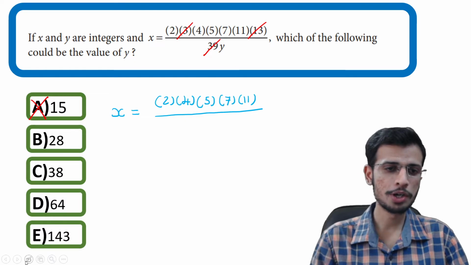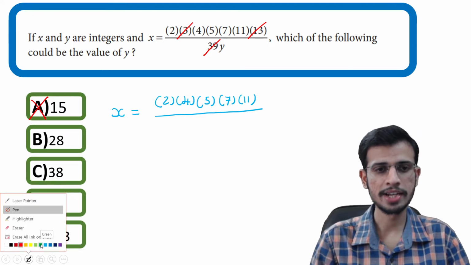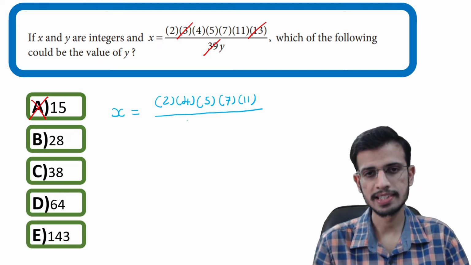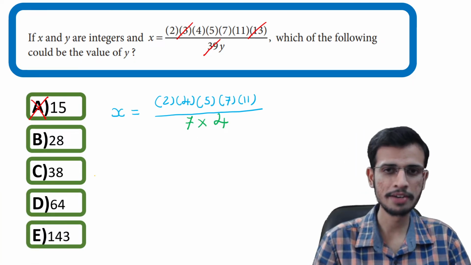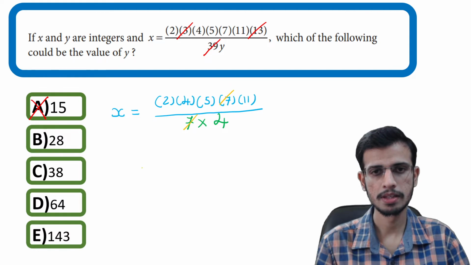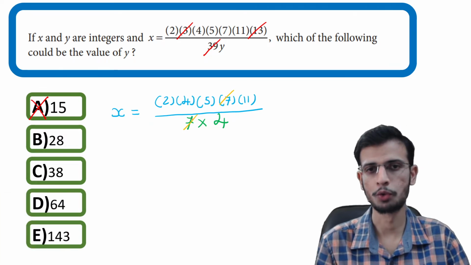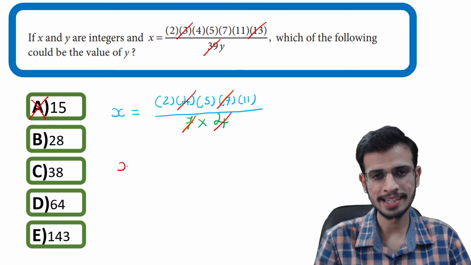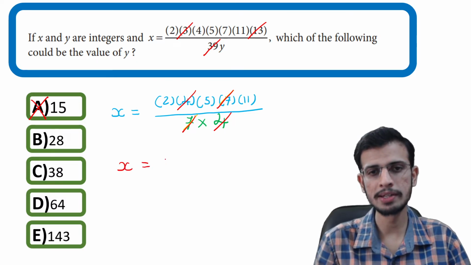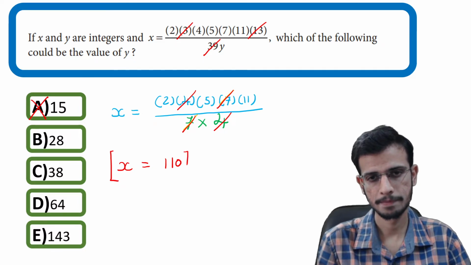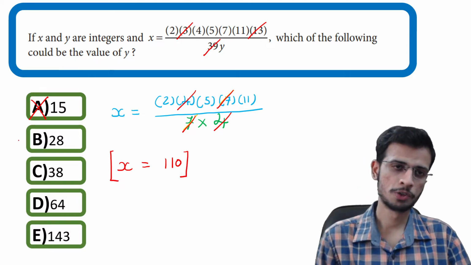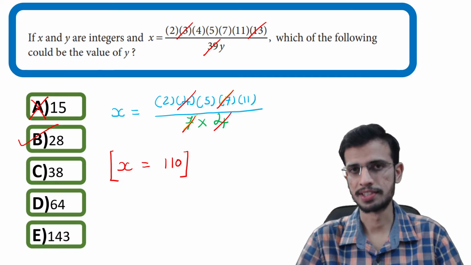So now let us put 28 and we can write 28 as 7 into 4, and yes, we can cancel this 7 with 7 and we can cancel this 4 with 4. In this case x is an integer and x will be 10 into 11, that will be 110. So option B is correct for this question.